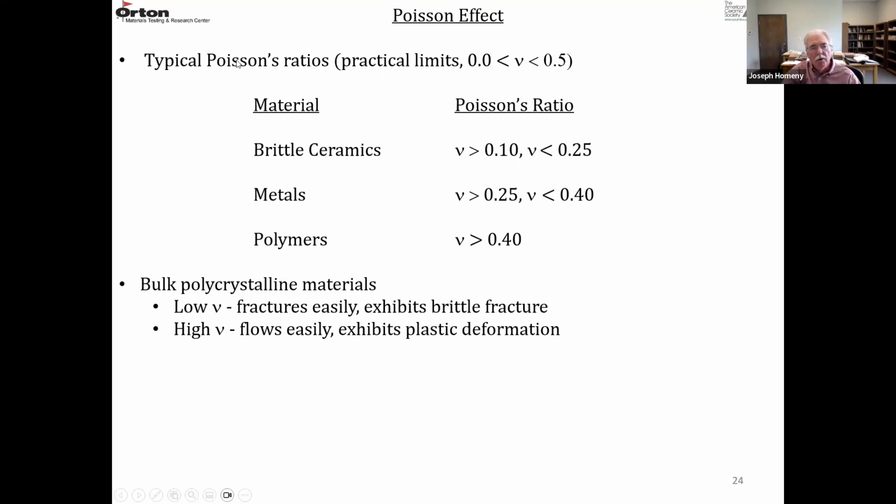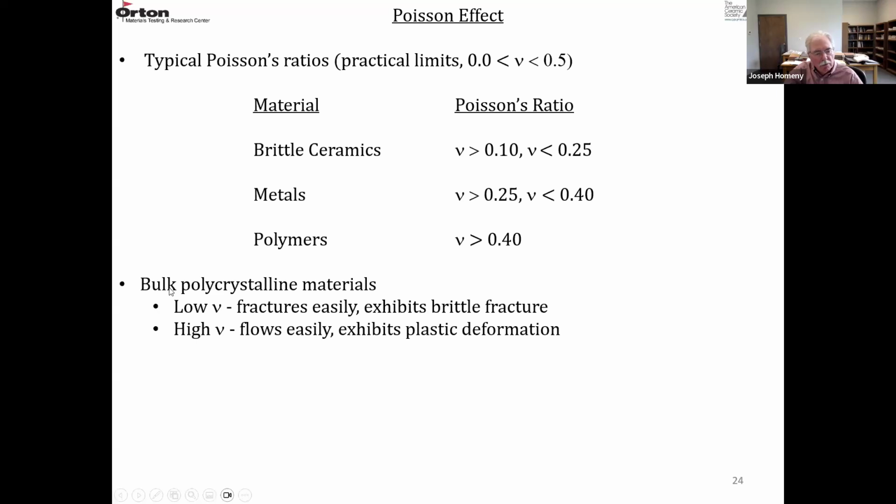So theoretically, Poisson's ratio has to have a value between 0 and 0.5. Again, brittle ceramics, metals, and polymers. If we look at a brittle ceramic like a refractory, nu is usually greater than 0.1, but usually less than 0.25. So for most refractories, Poisson's ratio is between 0.1 and 0.2. For metals, it's usually greater than 0.25, but less than 0.4. And for polymers, it's usually larger than 0.4.